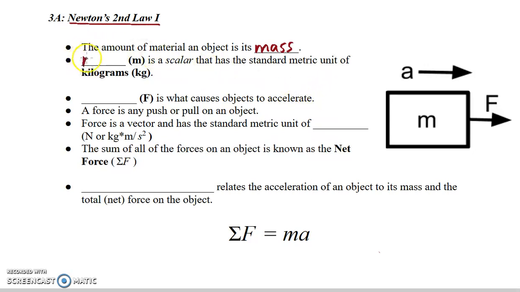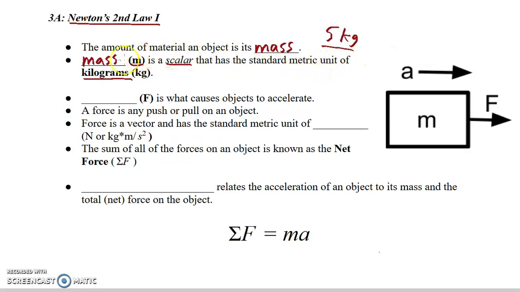So mass, with the symbol m, is a scalar. Scalar meaning it doesn't have a direction, it just has a size. So like 5 kilograms doesn't have a direction, scalar. So mass is a scalar that has the standard metric unit of kilograms. So again, 5 kg, 5 kilograms, that's the standard unit. And again, a kilo is 1,000 grams.